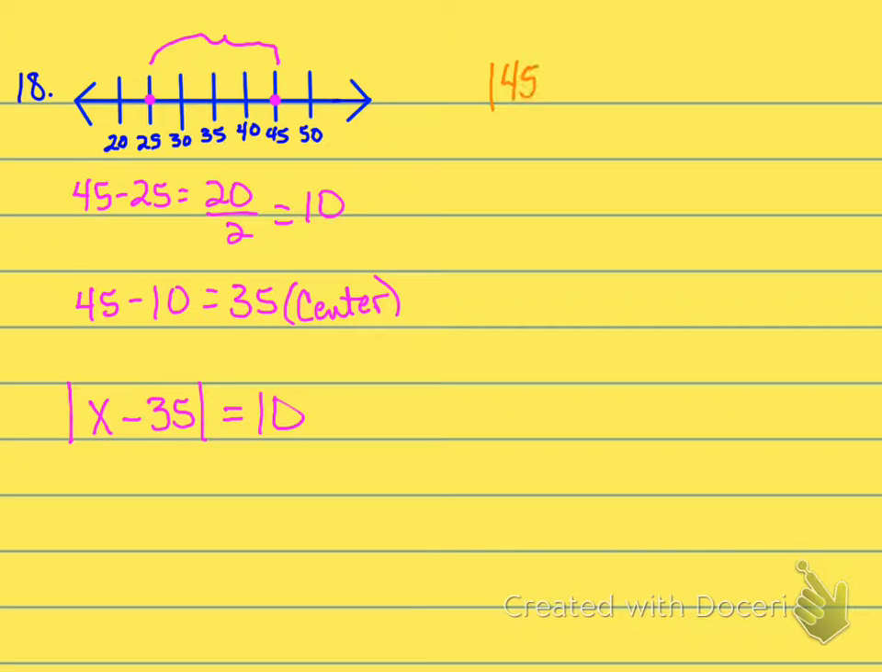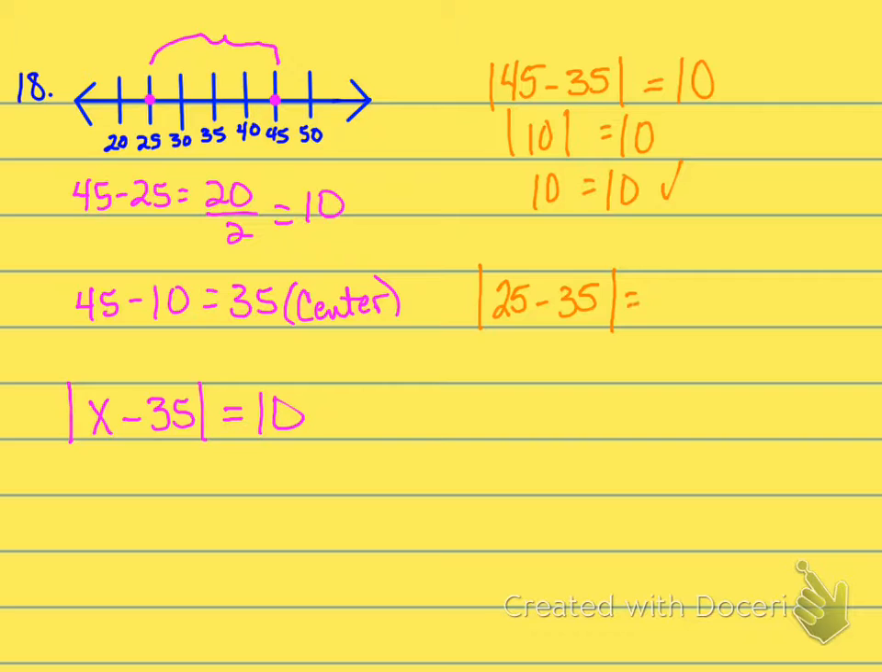If I want to check that, put in point 2 for x. 45 minus 35 gives me an absolute value of 10 equals 10. The absolute value of 10 is 10, so 10 equals 10 is a true statement. Then we use point 1 for x. 25 minus 35 gives me the absolute value of negative 10 equals 10. The absolute value of negative 10 is positive 10, so 10 equals 10 is a true statement.